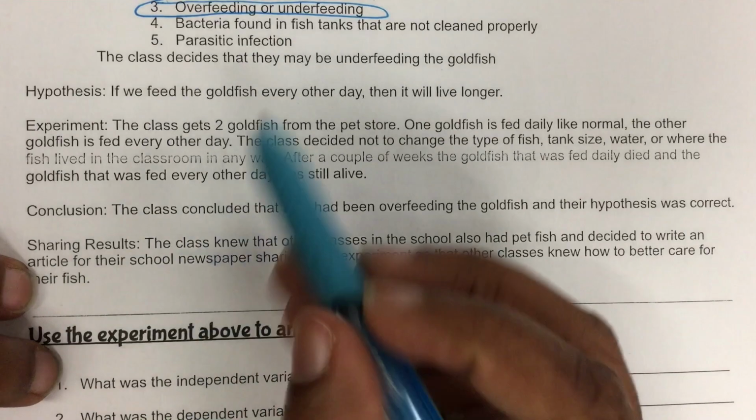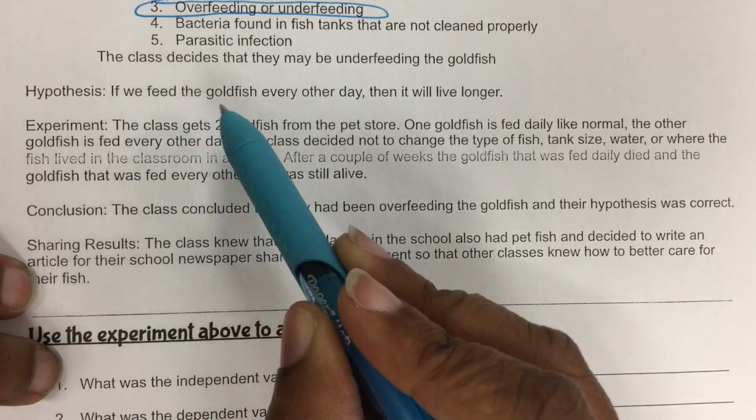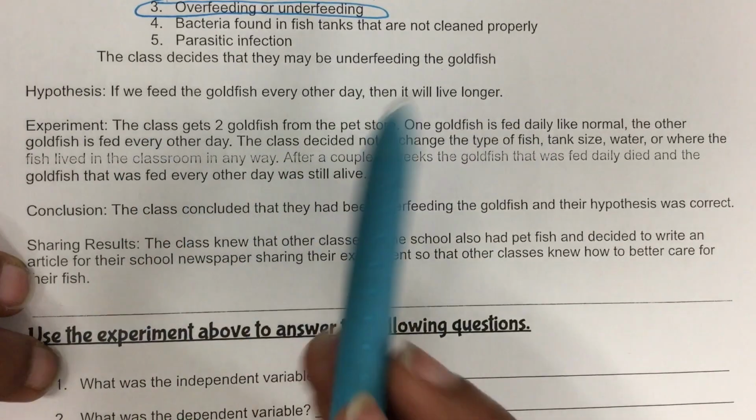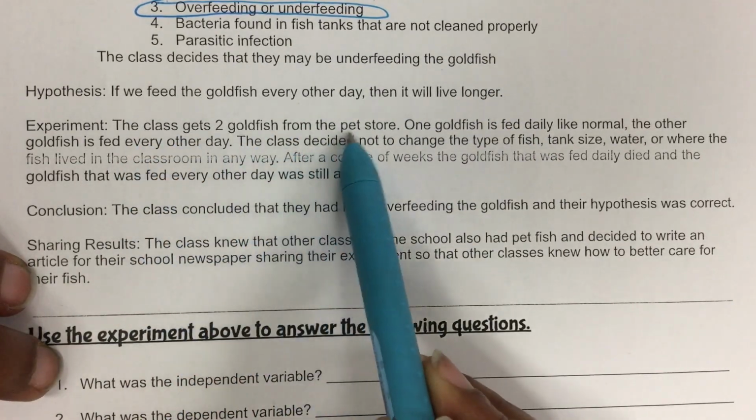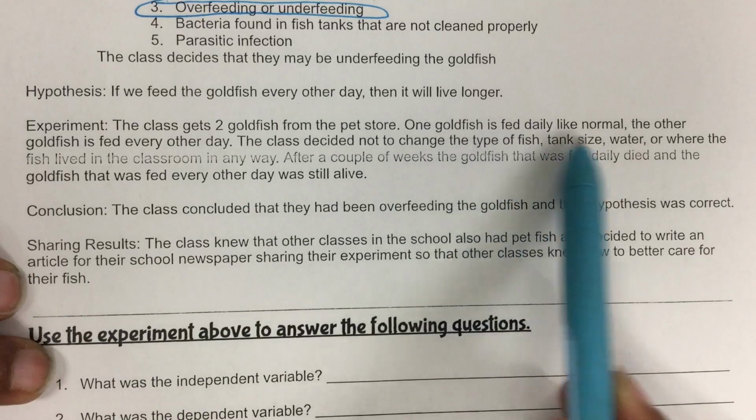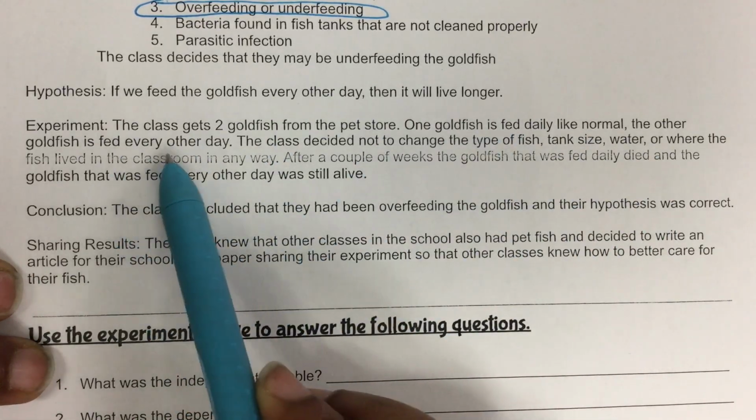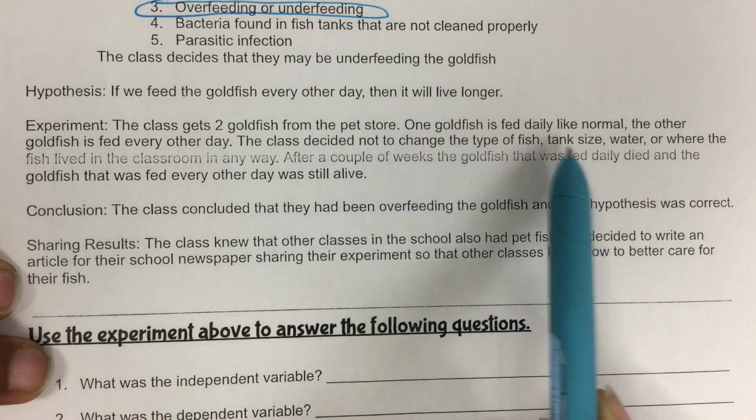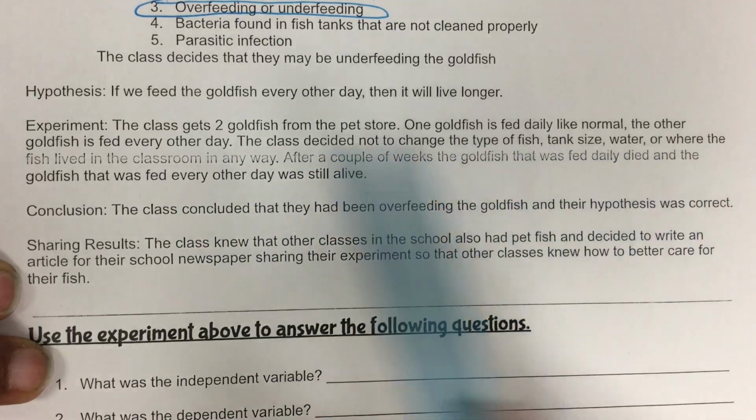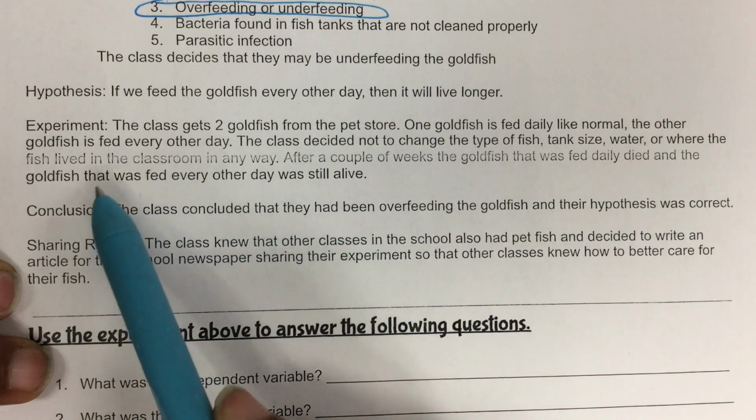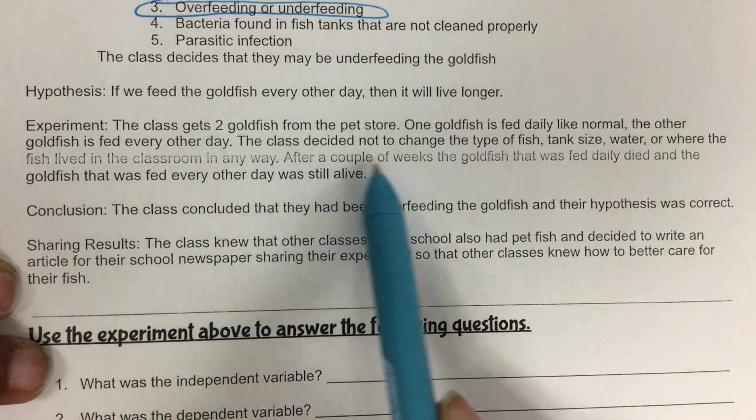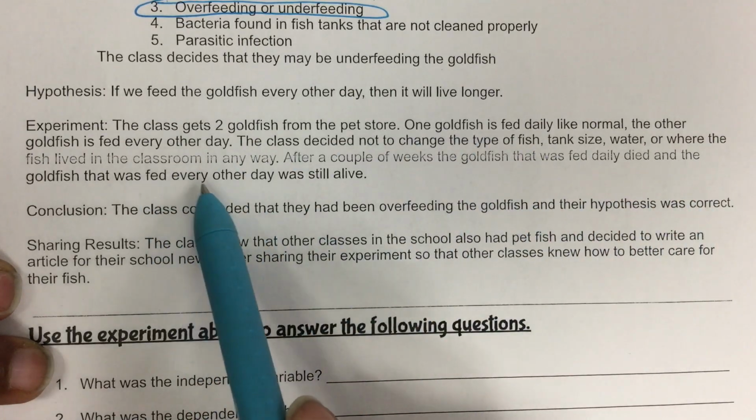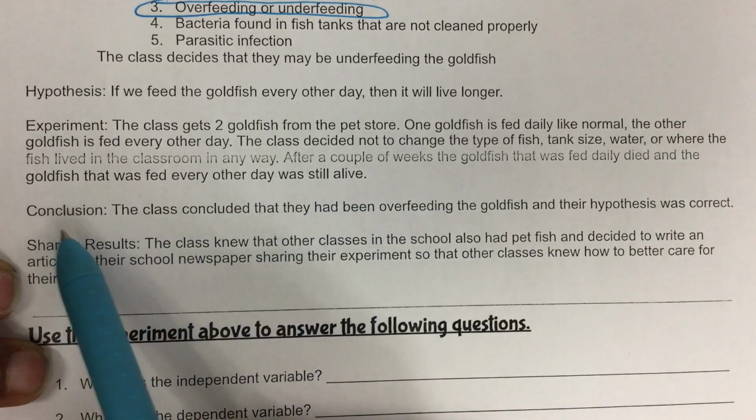They come up with the hypothesis that if we feed the goldfish every other day, then it will live longer. The class gets 2 goldfish from the pet store. 1 goldfish is fed daily, like normal. The other goldfish is fed every other day. The class decided not to change the type of fish, tank size, water, or where the goldfish lived in the classroom in any way. After a couple of weeks, the goldfish that was fed daily died, and the goldfish that was fed every other day was still alive.